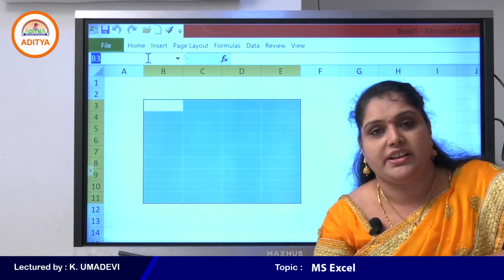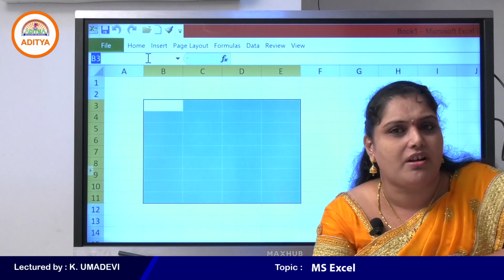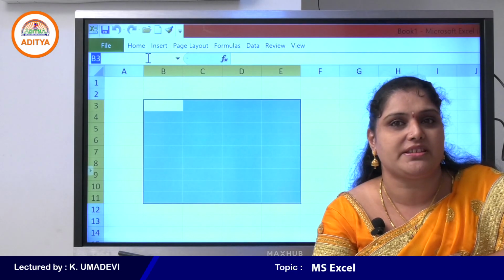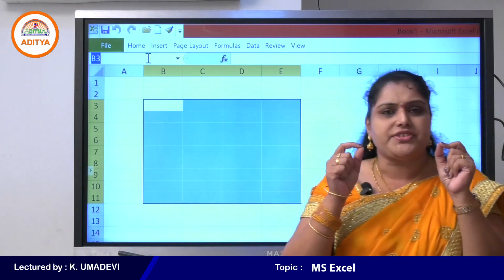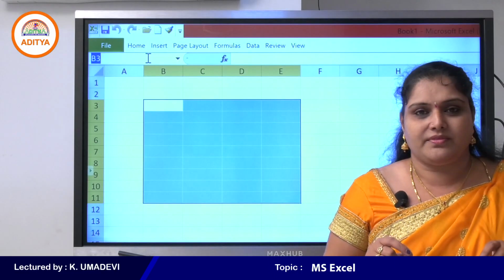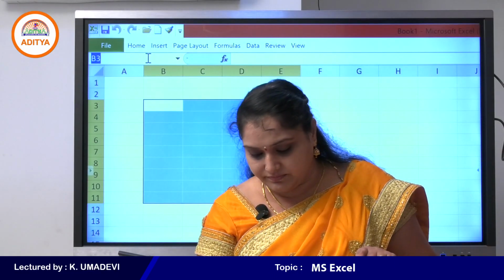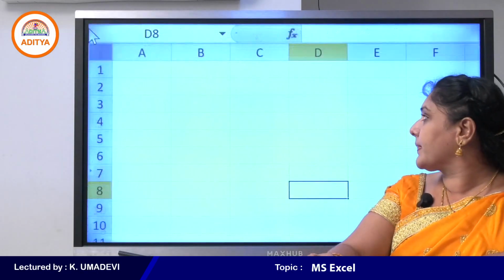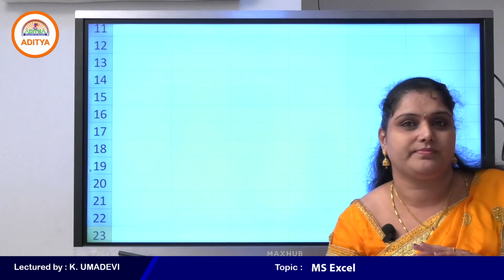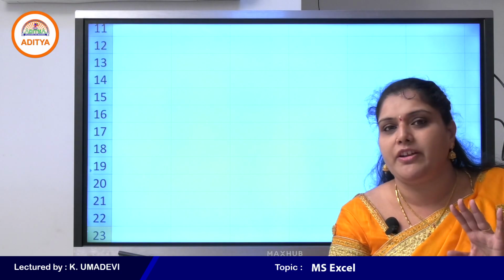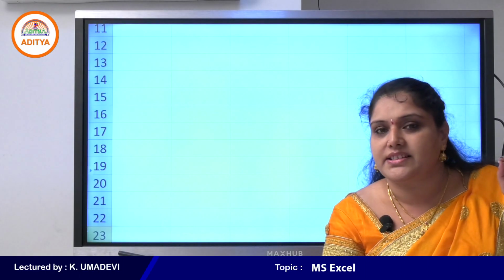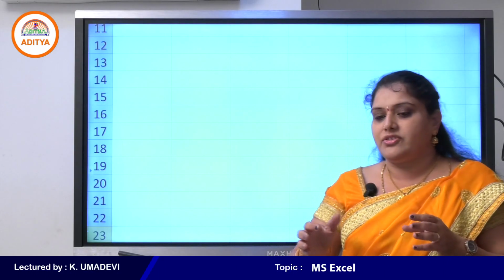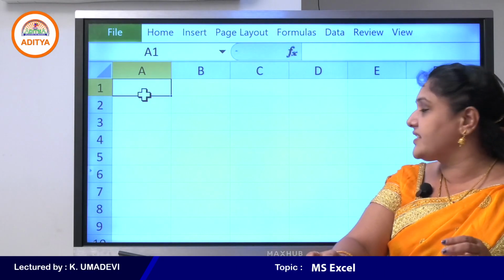So what is the range operator, students? Which operator is called the range operator? We already discussed it in the tables concept in MS Word. So what is the first cell address? And what is the range operator? Just observe the name box, students. So what is the first cell address? That's very good, A1. Why? Because the cell is identified with the column name and then the row number. So the first cell address is A1.